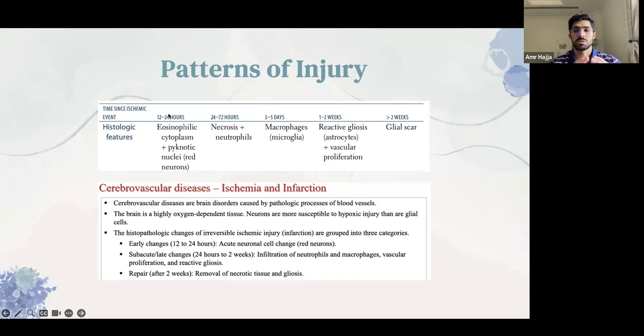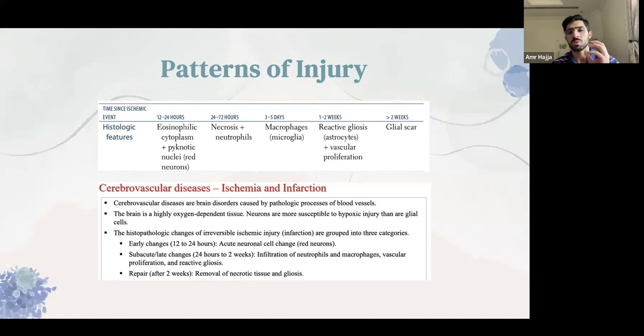After 24 hours of cellular necrosis, now what's going to happen is that there will be inflammation. And what are the fastest cells that could come in inflammation? They're the neutrophils. So whenever someone asks you what happens between 1 to 3 days after ischemia, you will find neutrophils and necrosis, okay?